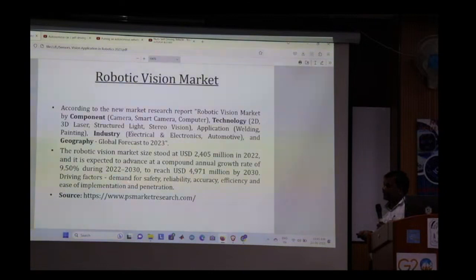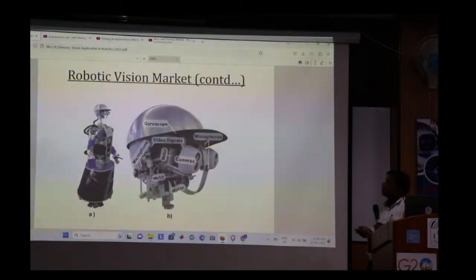Driving factors: demand, safety. What are the driving factors for this investment? People or the industry demand safety, reliability, accuracy, efficiency, and ease of implementation. And finally, the penetration, that it will come to public usage. Like mobile phones, they have penetrated the masses. In the same way, we want computer vision, including in the automobile industry and other places, to penetrate the masses. And this is what the robotic vision market is about.